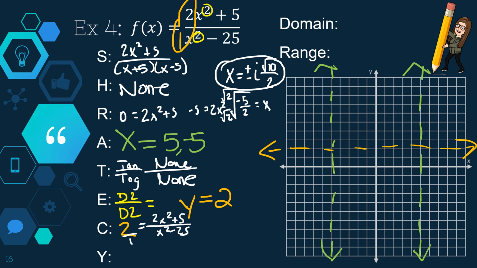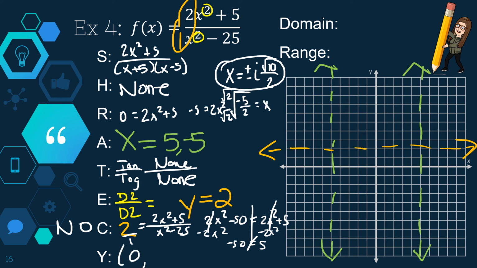Let's put that 2 over 1. If I cross multiply, I'm going to have a 2x squared minus 50. See how I distributed the 2? And the 2x squared plus 5. If I go to solve, look what happens to my 2x squareds. They go away. Does negative 50 equal 5? Nope. So there's no crosses.